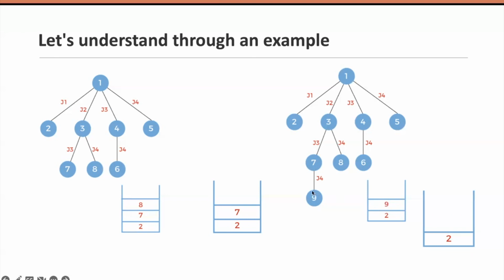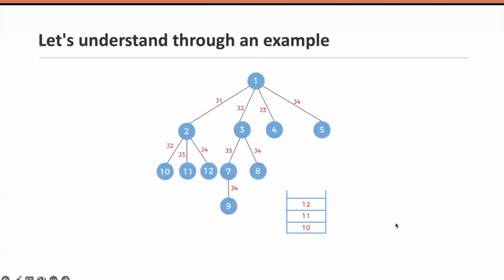So after that, can we expand it? No, we cannot expand it because job 4 is the last item. So we can pop it out. And after that, we'll explore the 2 number node. After going to the 2 number node, we'll expand into job 2, job 3, and job 4. These are the 10, 11, and 12 number nodes, and we'll add them into the stack.